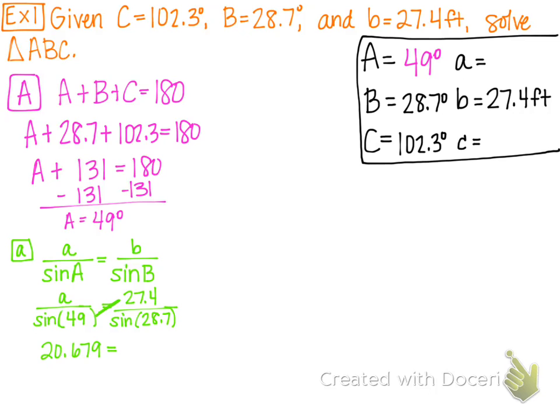Then you're going to cross multiply here, but we don't know what a times sine of 28.7 is. But you could go ahead and calculate what sine of 28.7 is in your calculator. So for sine of 28.7, we get 0.480, and then we have a. Then, remember, all we have to do is divide by 0.480. Sorry, I'm running out of space. And you get 43.081.